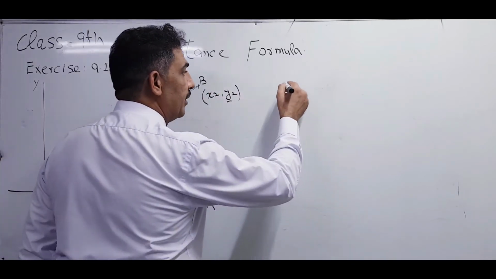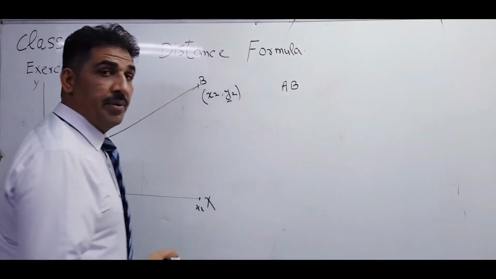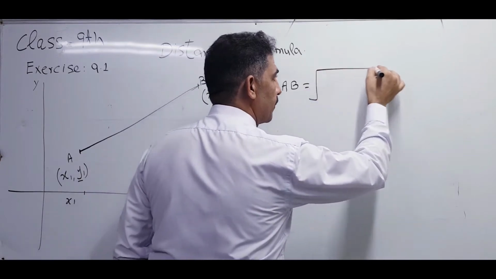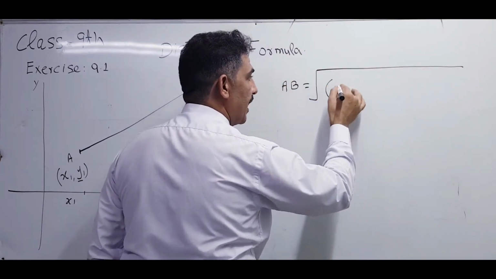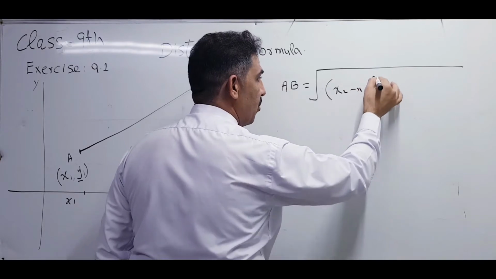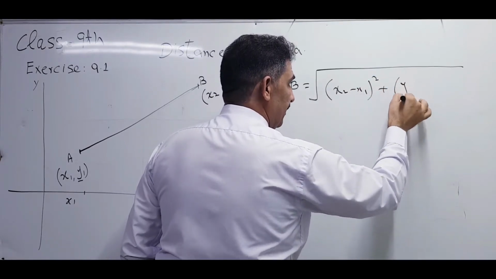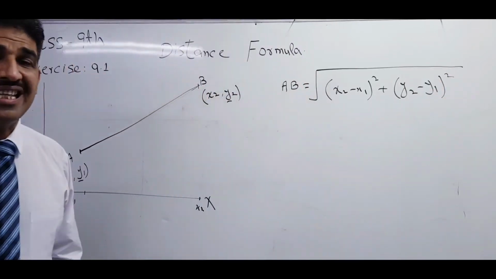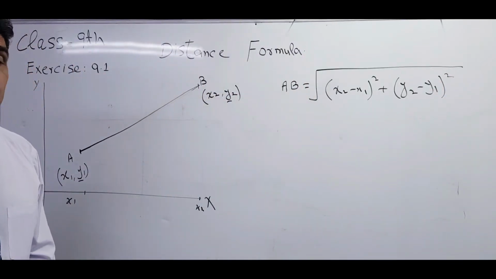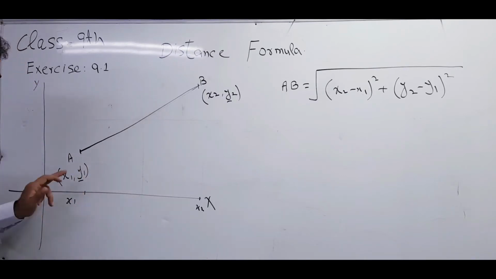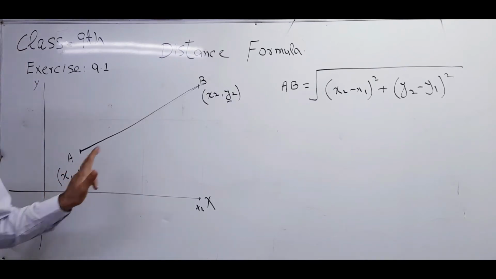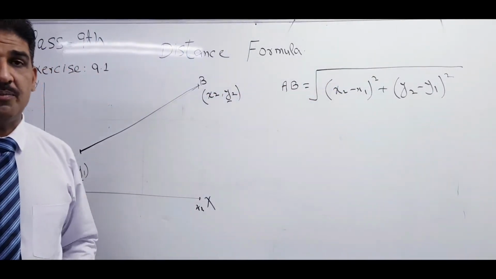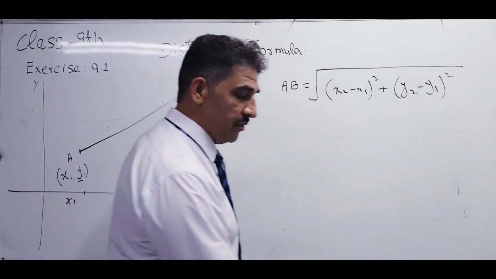According to the formula, we will write AB equals the square root of x2 minus x1 whole square plus y2 minus y1 whole square. That is the formula. It means that whenever two points are given, it's up to you whether you take this as x2, y2 or x1, y1, because when we take the whole square, the negative sign will be removed. Now I will solve one question for you, then you will be clear.